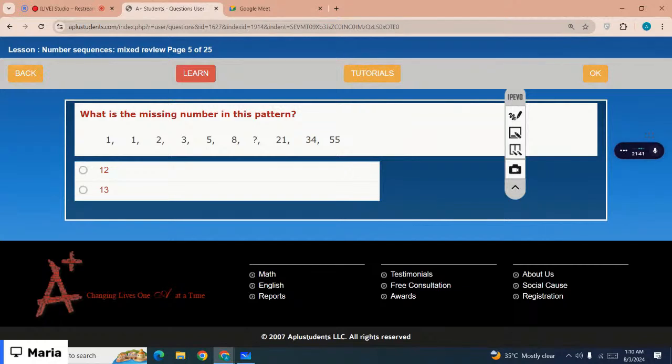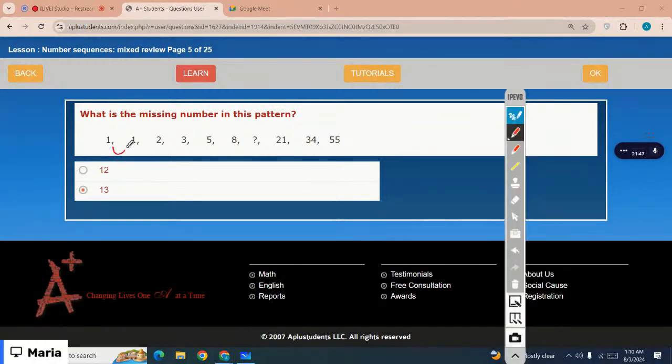Yes, the next number is 13, not 12. How? 1 plus 0 is 1. Then 1 plus 1, like here you add the last two numbers. 1 plus 1 makes 2. Then 2 plus 1 makes 3.